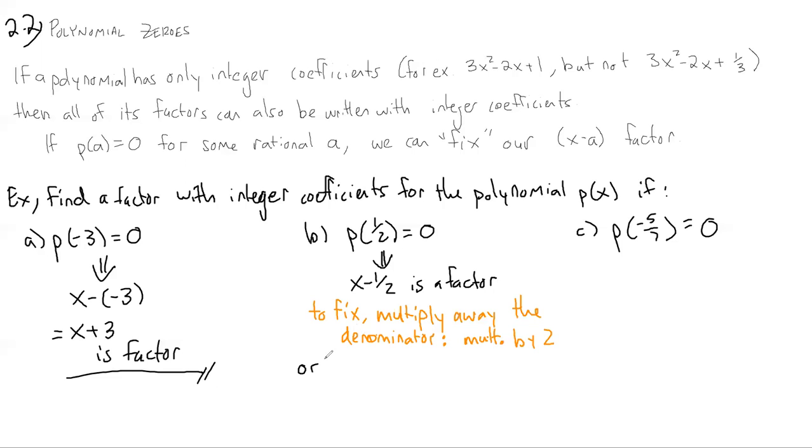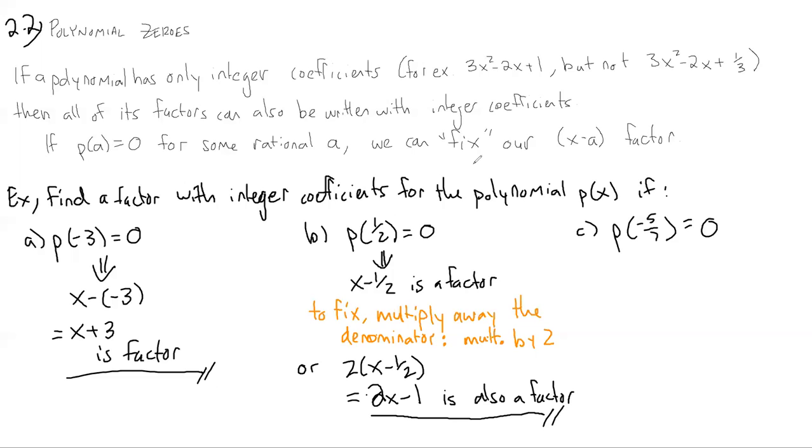So what I'll get instead is 2 times x minus a half, which is 2x minus 1, is also a factor. If I can pull x minus a half out of it, I should also be able to very cleanly pull out 2x minus 1, because they only differ from each other by a scale of 2. So there's no reason why I can't just sneak that out as well.